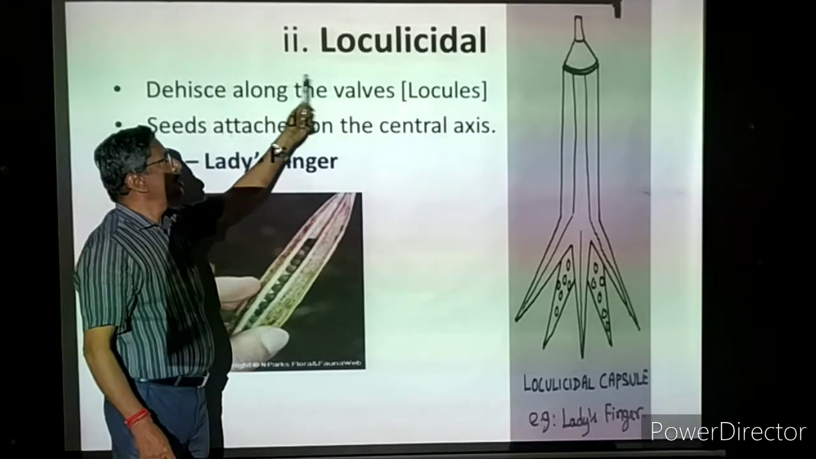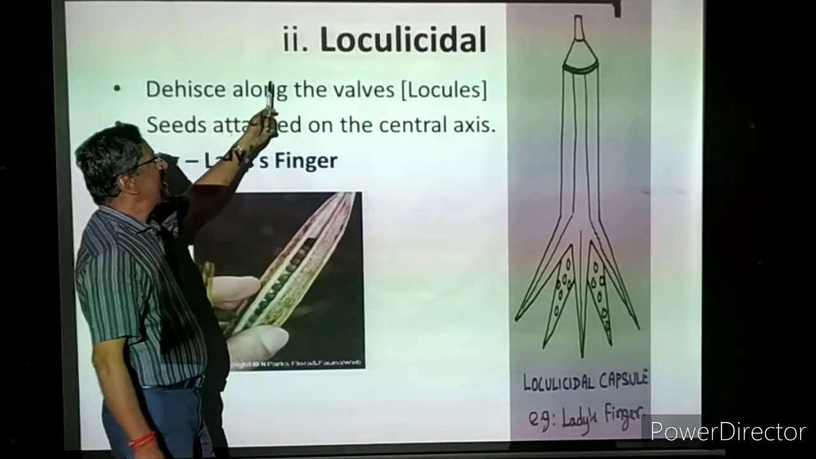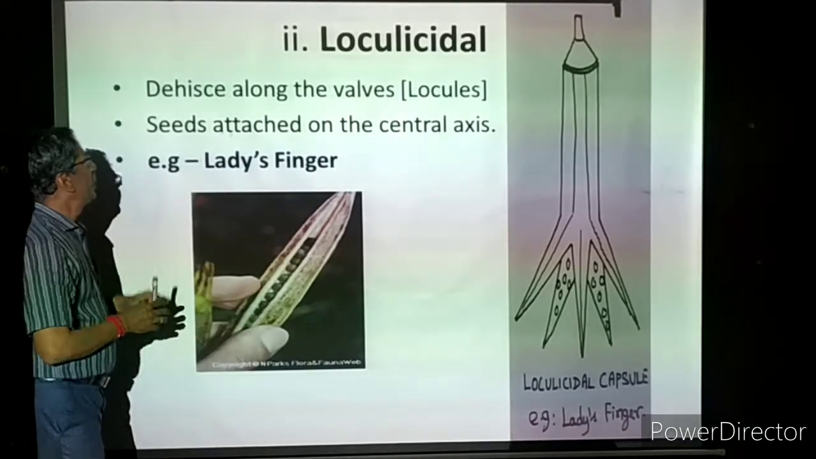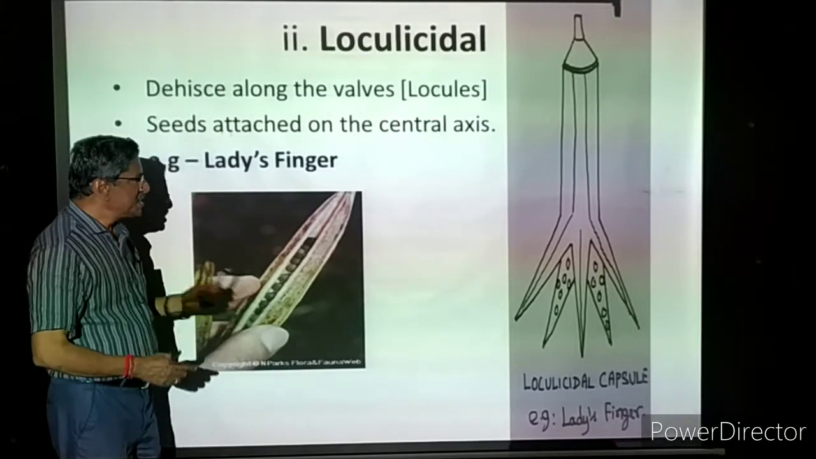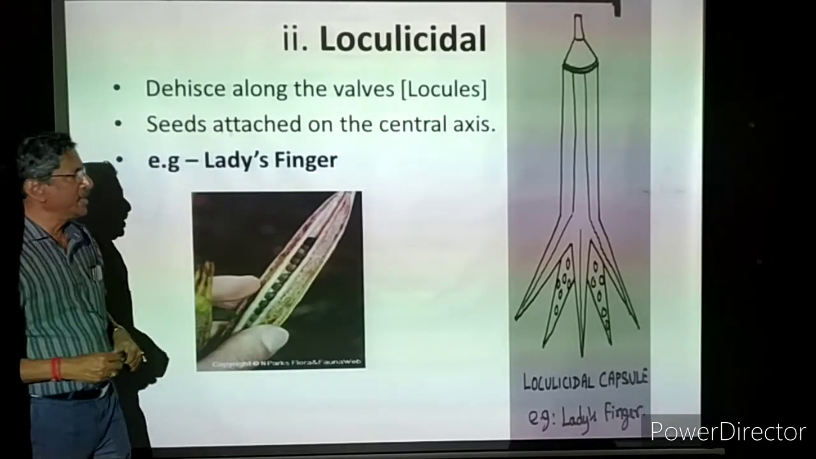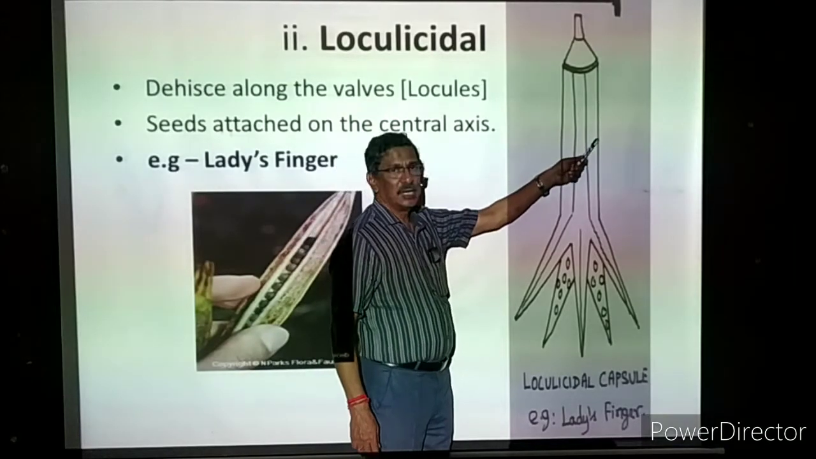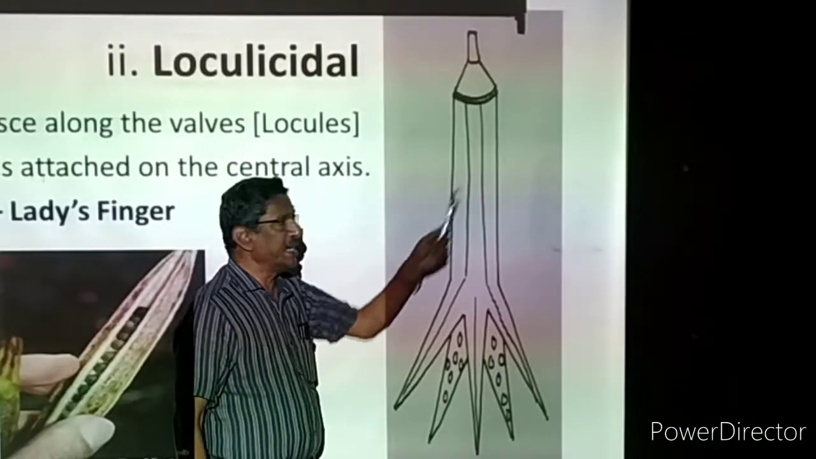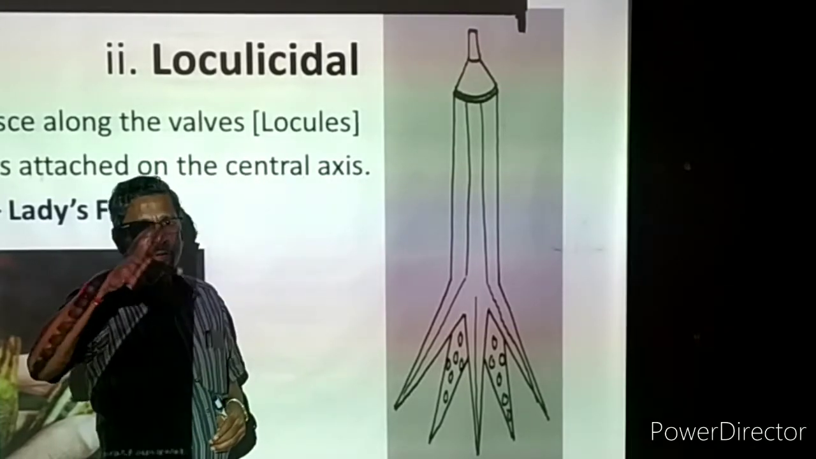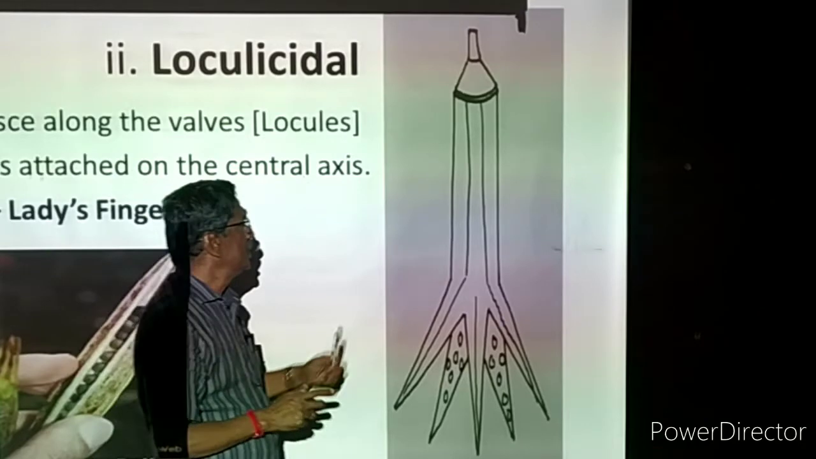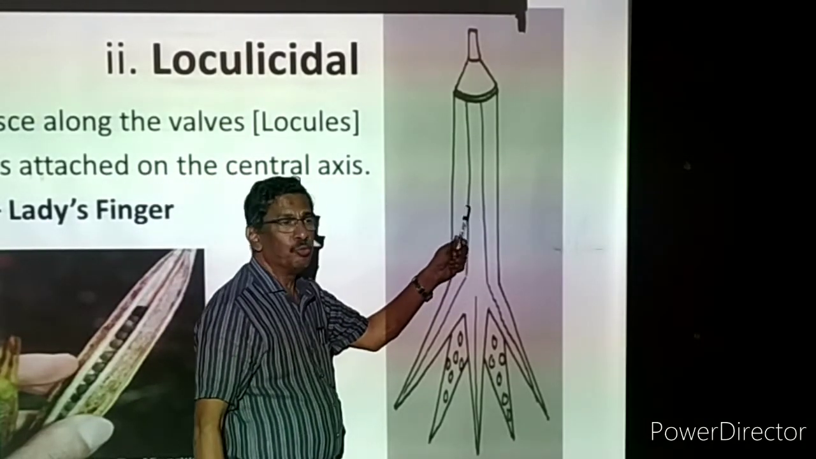Next one is the loculicidal capsule. Loculicidal means the splitting is taking place in the locule. Now we are going to see dehiscence along the valve. The best example for this is lady's finger. This is the fruit, the vegetable. It has 5 sides, and everywhere you can find the edge, the corner. The corner is a septum, the side is called the valve.